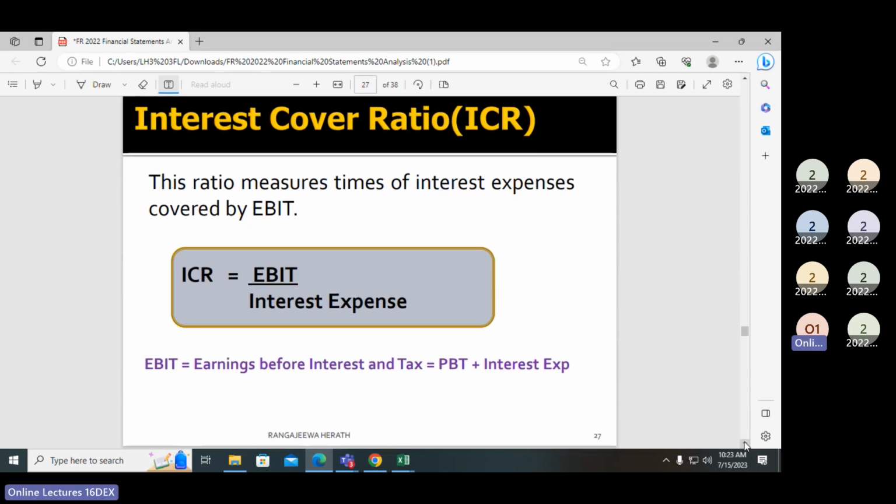The interest cover means how many times the interest expense can be covered by earnings before interest and tax. So in absolute terms, interest cover itself we can interpret. Interest cover, what do you think? Increase favorable or decrease favorable? Number of times the interest expense is covered by earnings before interest and tax.